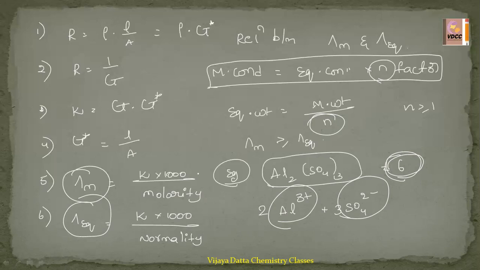So this is the relationship between molar conductance and equivalent conductance. The formula is molar conductance equals equivalent conductance into n factor. n factor is nothing but valency, the number of cations or number of anions. Any one ion we have to choose. Okay.